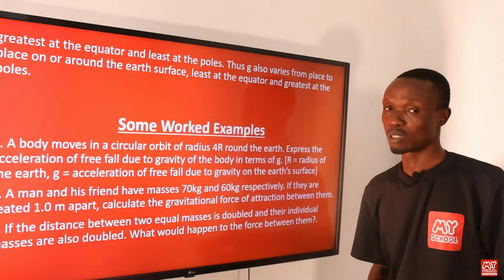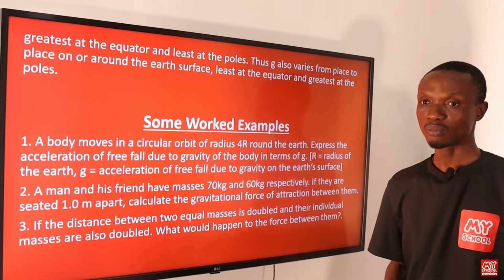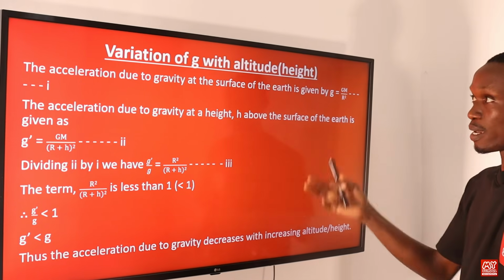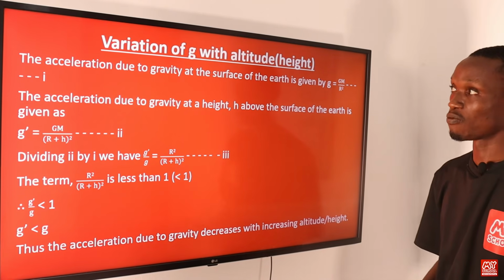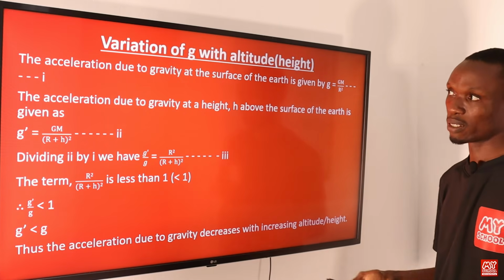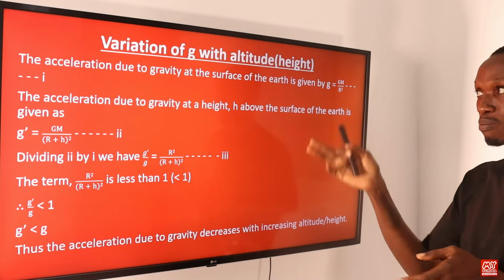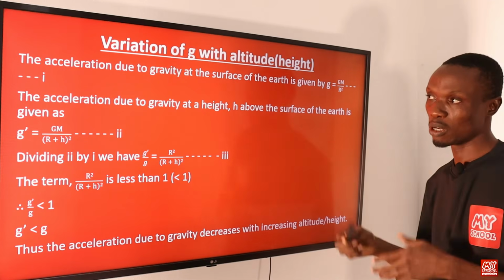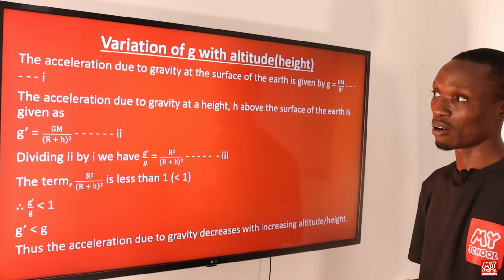So let's move to the next slide. On the next slide, we are going to be discussing the variation of g with altitude or height, right? Of course, we've already shown this mathematically in the previous slide, but let's just go through it for more emphasis.